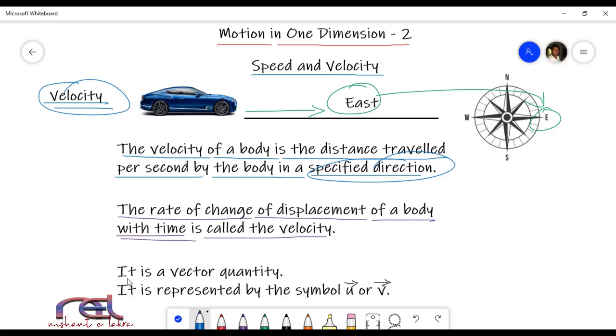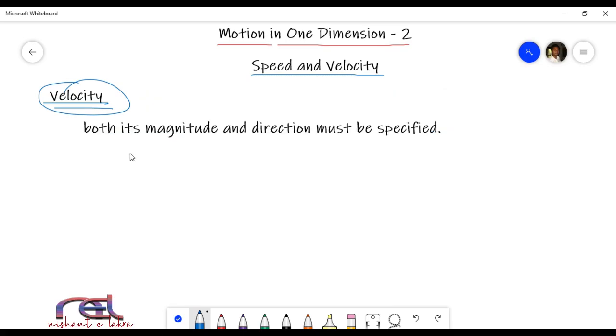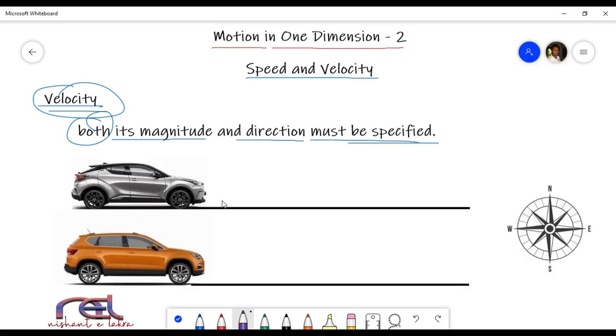And velocity is a vector quantity which is represented by the symbol u or v, lowercase u or v with an arrow sign on top. We have learned how to write the symbols when we were studying about vector and scalar quantity. Now you remember that in velocity, both its magnitude and direction must be specified.